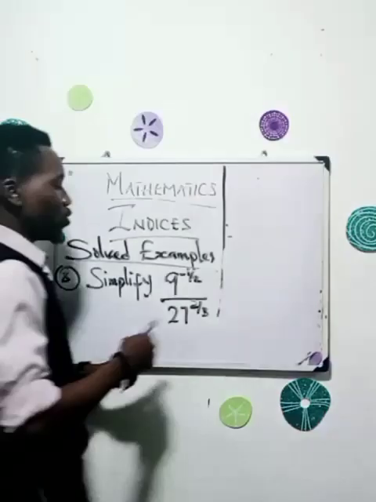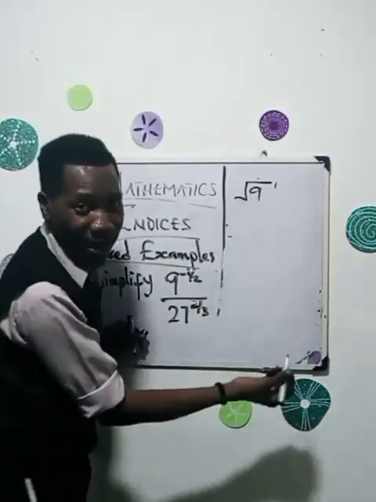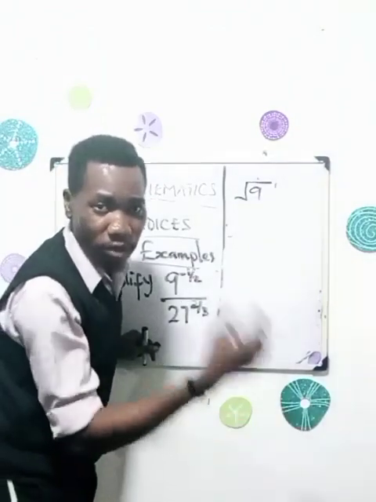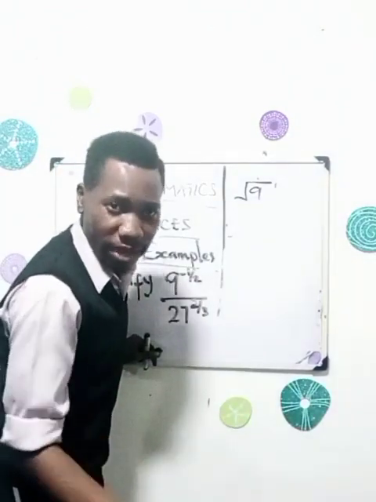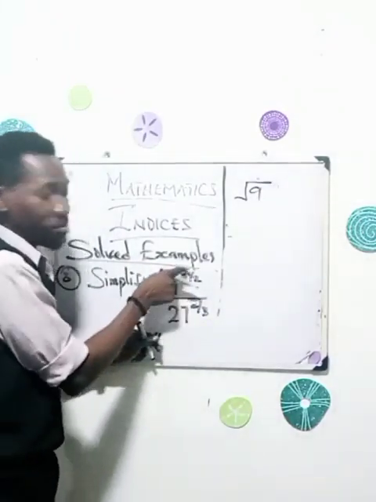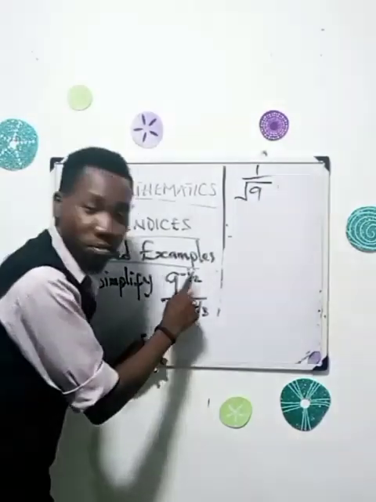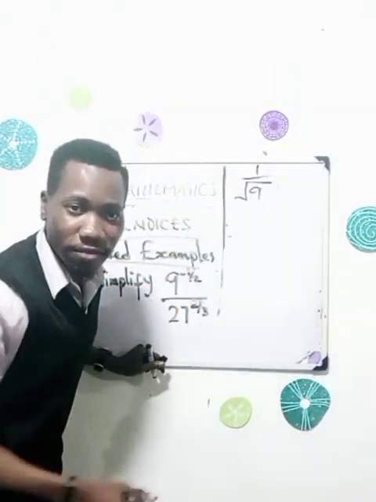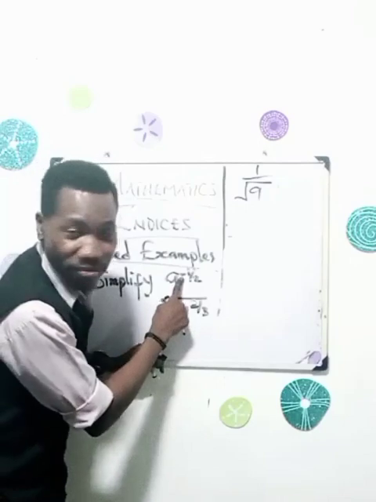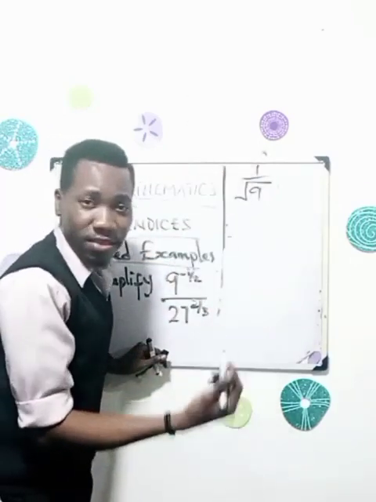So the square root of 9 raised to the power of 1. And I don't need to write the raised to the power 1 because anything raised to the power 1 will give me that same number. So now 1 over, because of this negative, becomes 1 over. This negative makes it to be 1 over. When you just see negative, you just take it as 1 over, except it's a fraction.